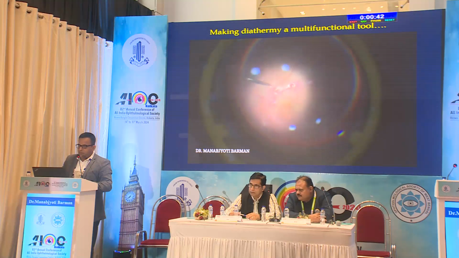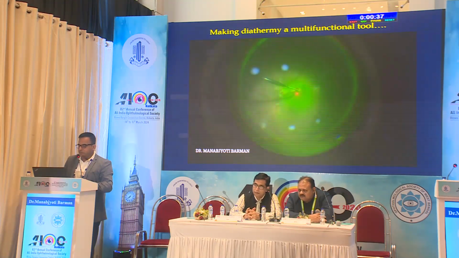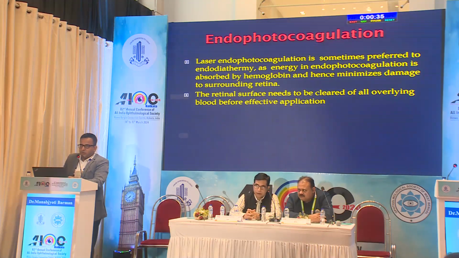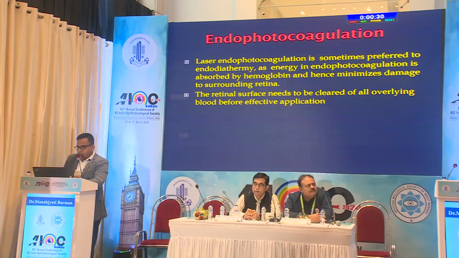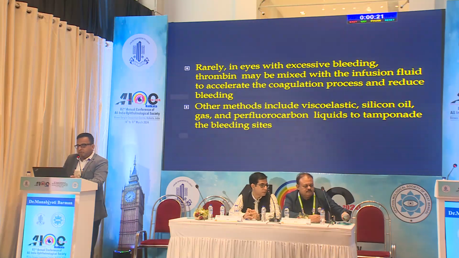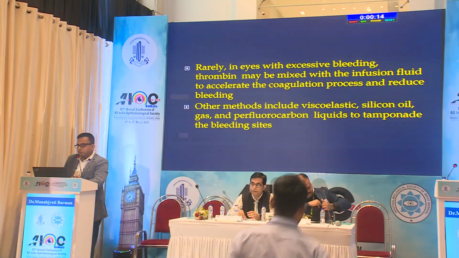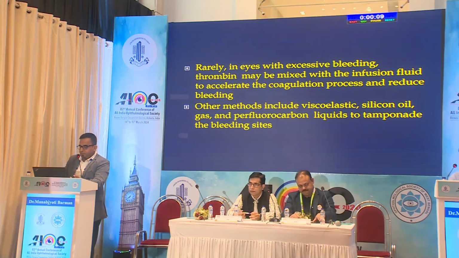So you can see how diathermy can be applied. All the diathermy sites should be properly dressed at the end of the surgery. Sometimes endophotocoagulation can also be used in small bleeders, which helps in the coagulation of the blood. Fluid-gas exchange, and vitrectomy under fluid-air exchange, is also one technique in case of heavy bleeders. Rarely, in eyes with excessive bleeding, thrombin may be mixed with infusion fluid to accelerate the coagulation process and reduce bleeding. Other methods include viscoelastic, silicone oil, gas, and perfluorocarbon liquids to prevent bleeding.